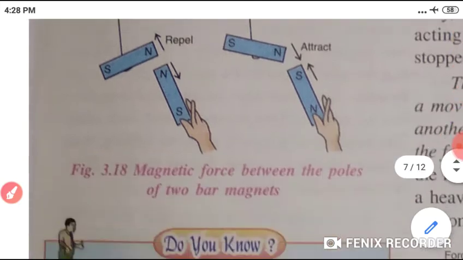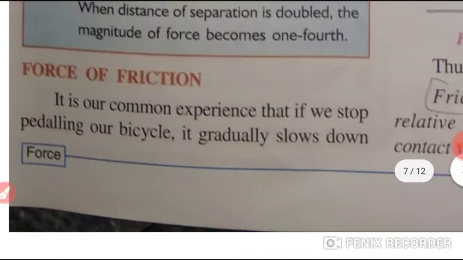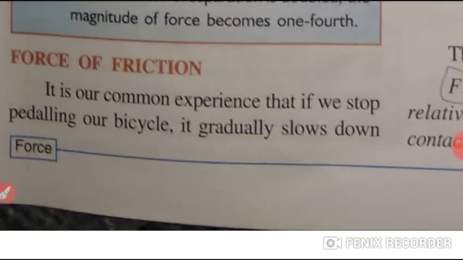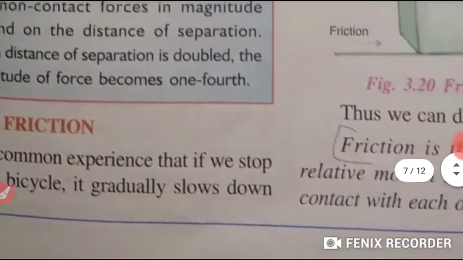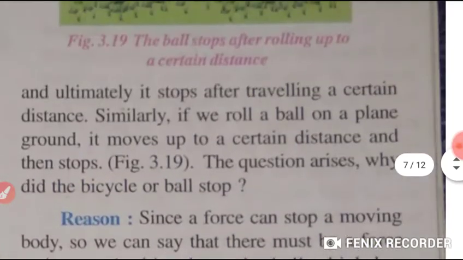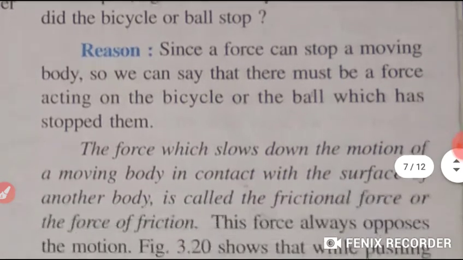Okay, now we will see about the force of friction. So it's a force of friction here. It is our common experience, students, that if we stop pedalling our bicycle, it gradually slows down and after some time it stops. Similarly, if we roll a ball on a plain ground, it moves to a certain distance and then it stops. So the question arises sometimes in your mind: why did the bicycle or the ball stop after some time? What is the reason, students?